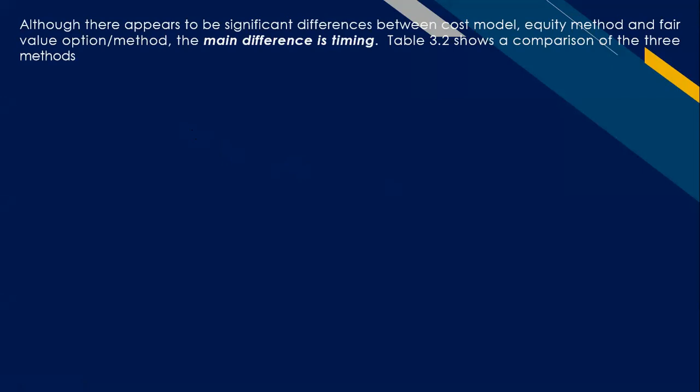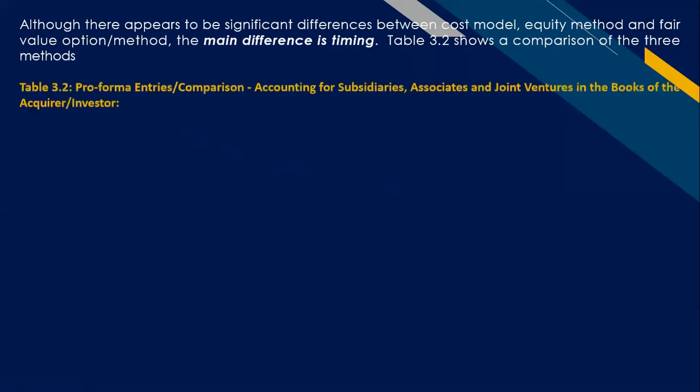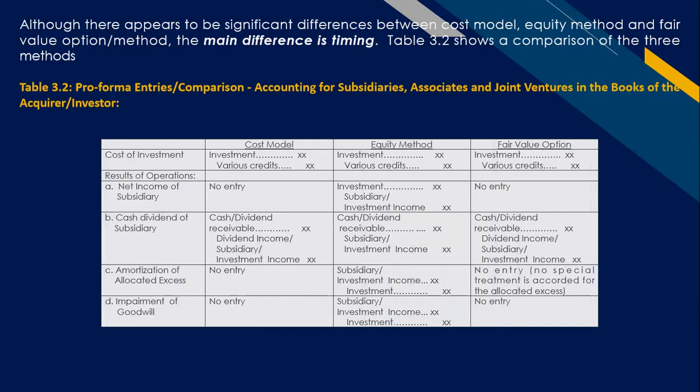Although there appear to be significant differences between the cost model, equity method, and fair value option method, the main difference is timing. Table 3-2 shows a comparison of the three methods. So we have now the three methods for accounting for subsidiaries, associates, and joint ventures in the books of the acquirer or investor. The columns are the cost model, the equity method, and the fair value option.